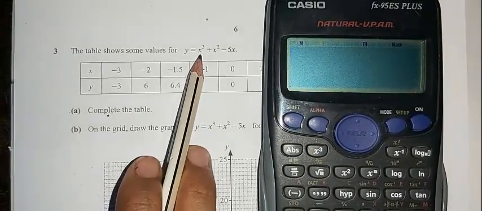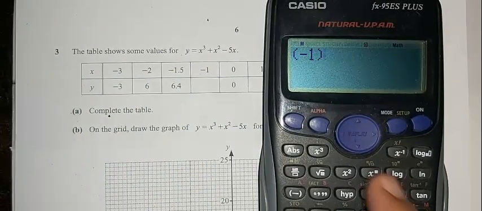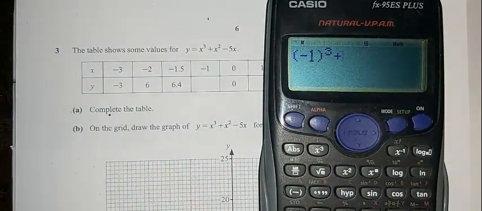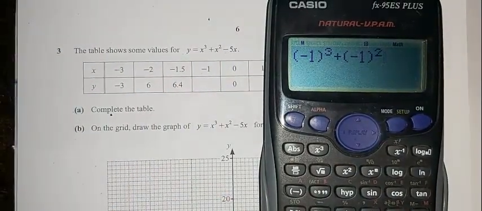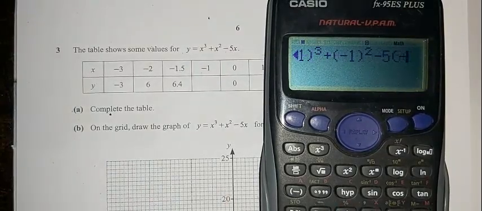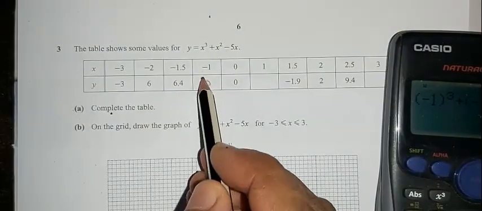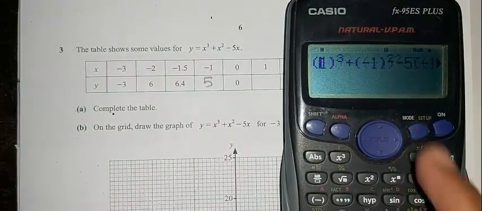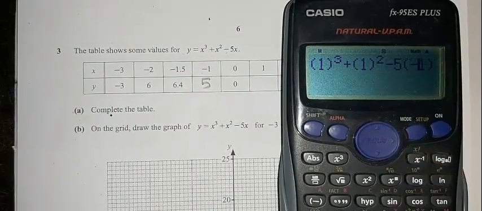Okay, x cubed minus 1 cubed, inside brackets -1 cubed plus x squared, inside brackets again -1 squared, okay, -5 times x, -5 times -1, this will be 5. The second value, x equals 1, so we will only remove this negative sign here. Equals -3.